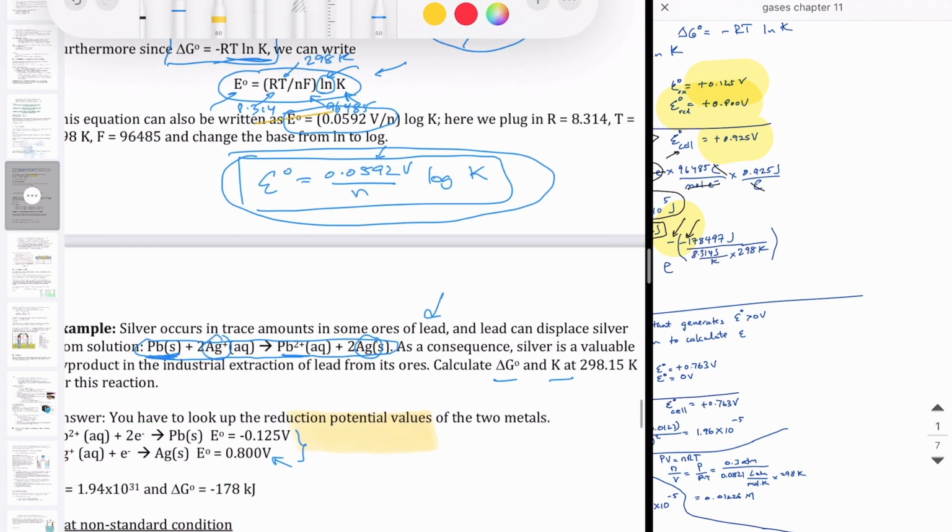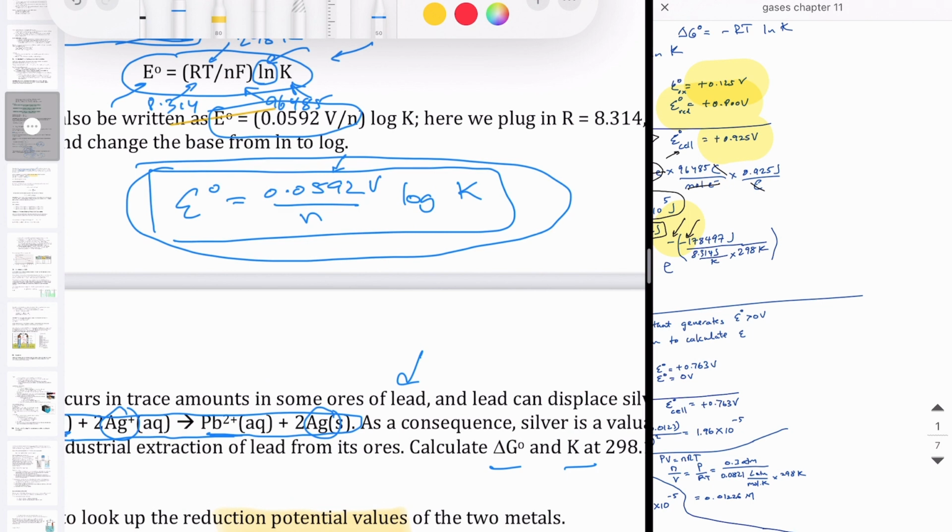So that's just an example of showing you how to use those two formulas that we just found for delta G standard and for K. Now you can calculate the K using this relationship as well, which is E naught equals 0.0592 over n log of K. You'll have to rearrange that equation to solve for K, and you'll be able to get the same K value.